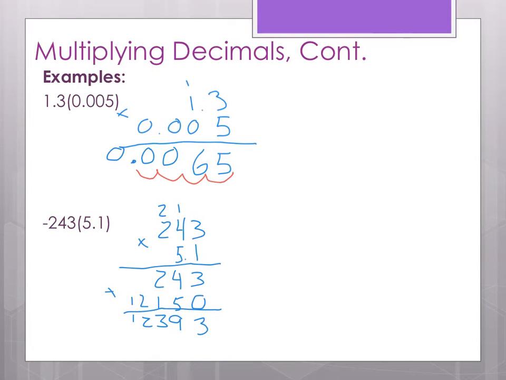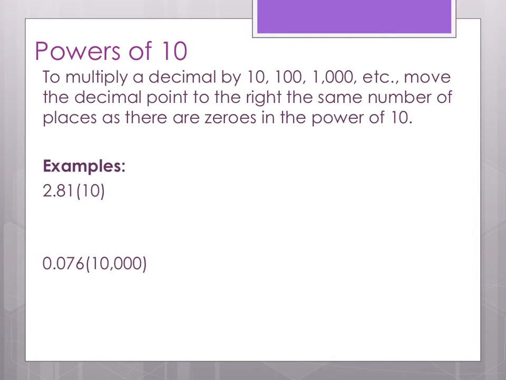And now I need to count my decimal places. There was only one decimal place in our factors, so that means I need to only move in one decimal place here, starting from the right. So it's going to be between the 9 and the 3. That's my decimal. And remember that our answer was negative because we had a positive times a negative. So my final answer was negative 1,239.3.